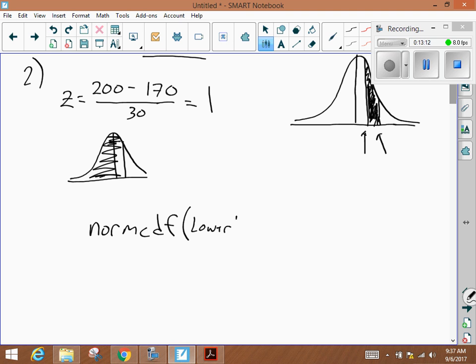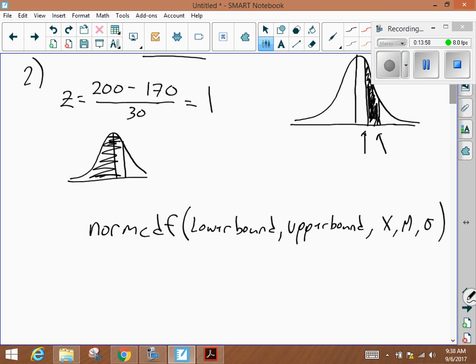Your lower bound, upper bound, x, mu, sigma. Much more complicated to do. Your lower bound, I believe on an 84, you can use, yeah, that is going to be your x value. The upper bound is your x value.